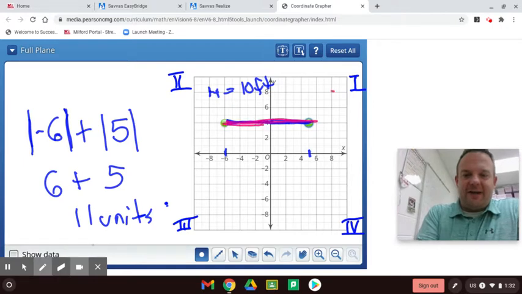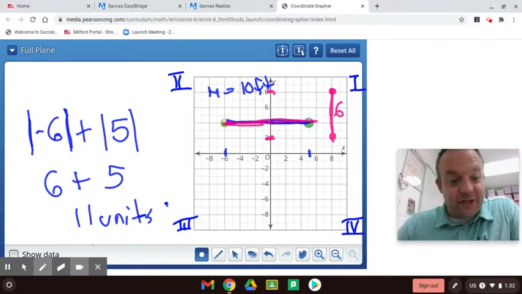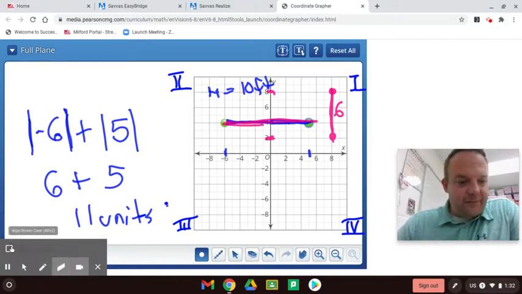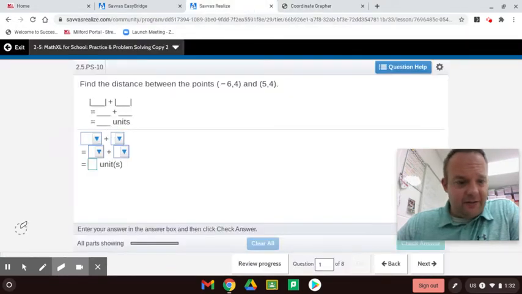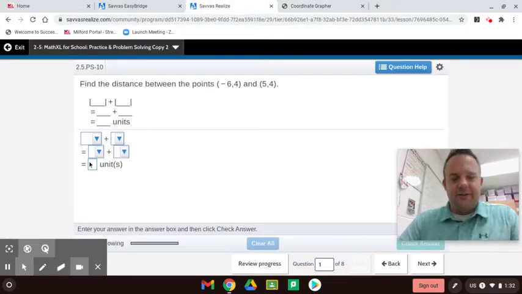Now, let's say they're in the same quadrant. You see how this is in the same quadrant? You're going to subtract the absolute values. In this case, 8 minus 2. So this is a distance of 6, for example. Let me erase that, and we'll get right back in here and get moving on this lesson.